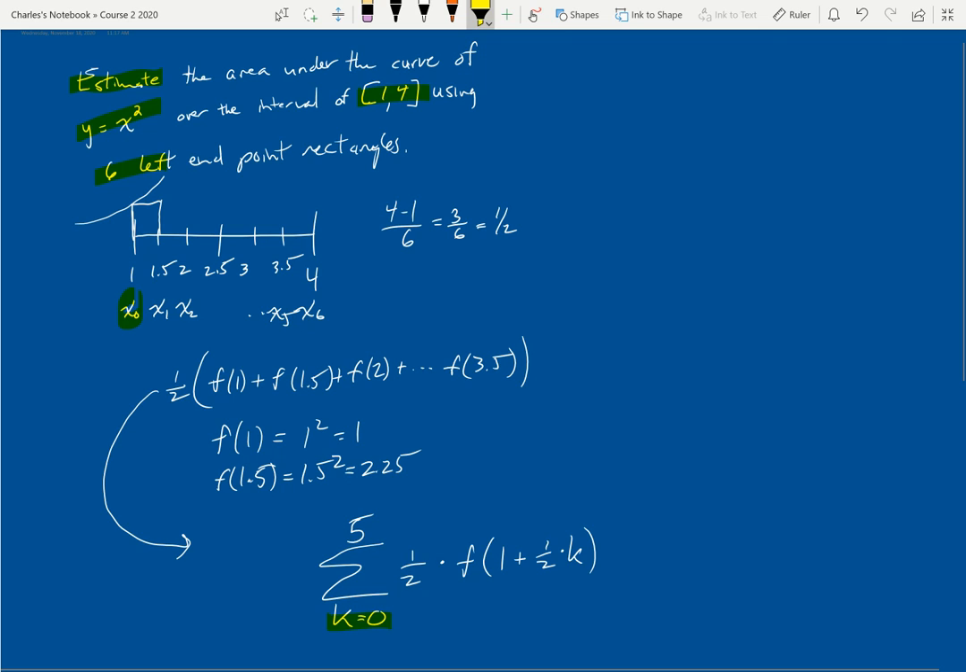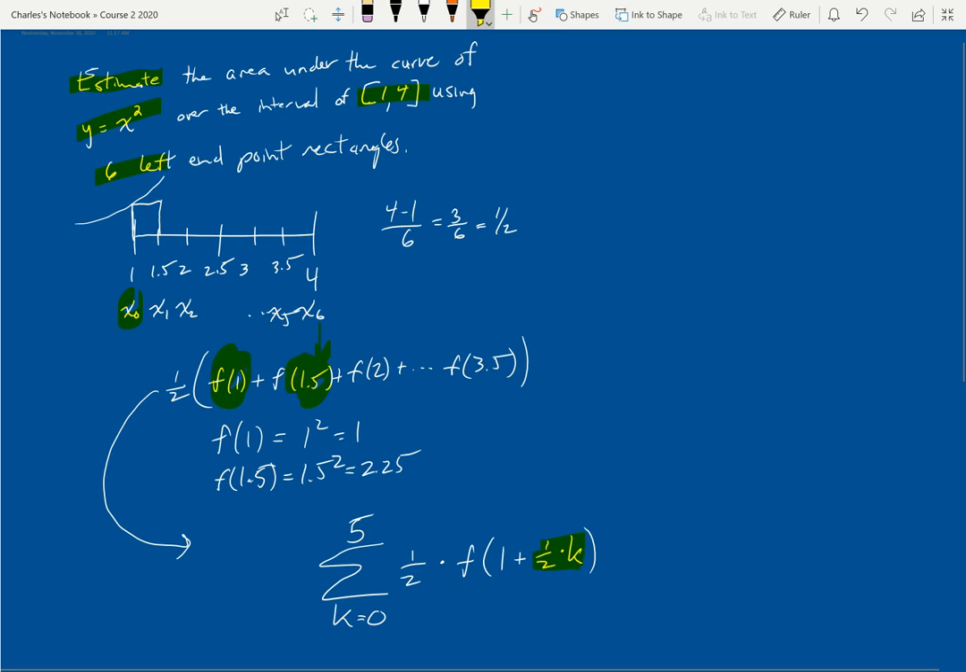if you think of what this thing would actually do, well, k is going to start at 0. When k starts at 0, you're going to have f of 1 plus 1/2 times 0, which is f of 1. Look, that's where we started at. Then k is going to jump up to 1. So when k is equal to 1, what's going to happen? You're going to have 1 plus 1/2 times 1. That's 1.5. You're going to have f of 1.5. Boom. That's what we have in our second calculation.